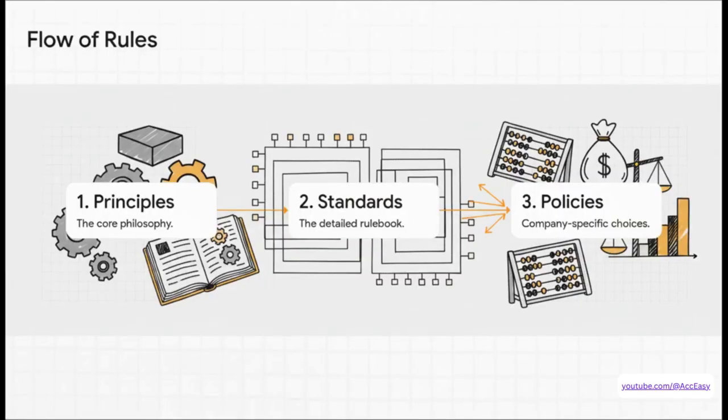So you can see the flow here. It starts with that core philosophy, the principles. And those principles inform the detailed rule books, the standards. And then individual companies make their own specific choices within those rules, and that creates their policies. Like choosing a specific method for how they depreciate the value of their equipment over time.